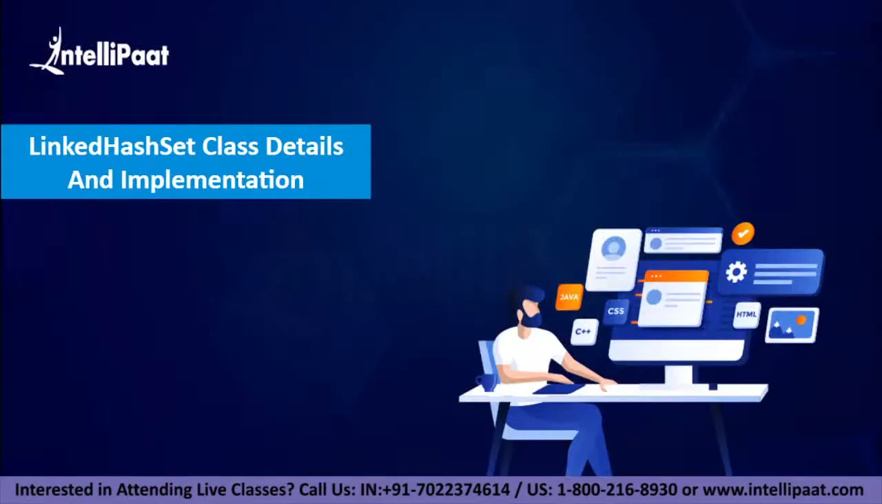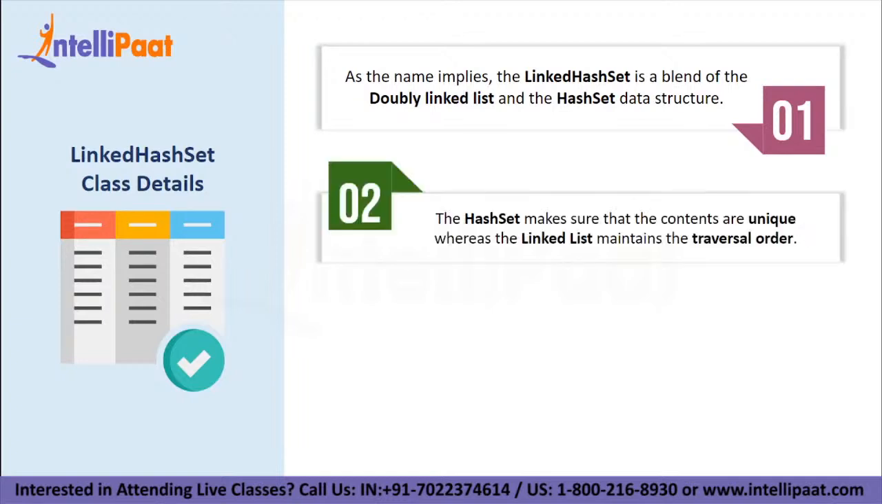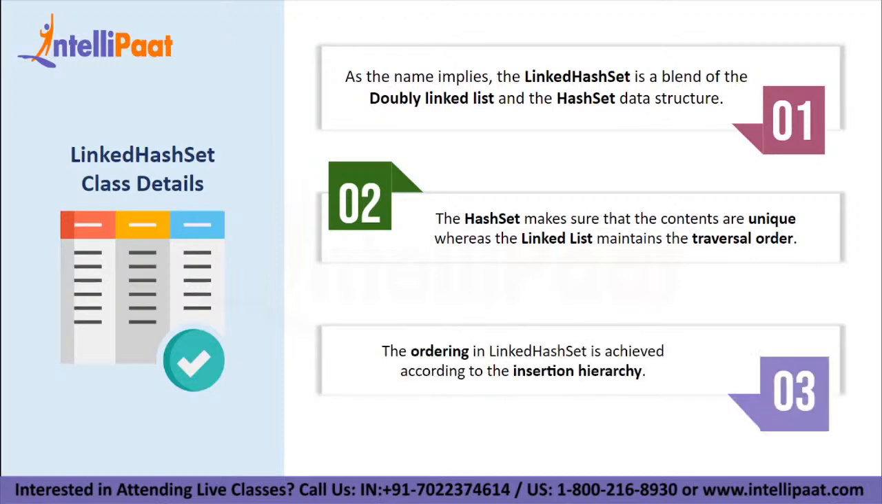Now we will discuss the theoretical and implementation details of the linked hash set class. The linked hash set, as its name suggests, is a blend of doubly linked list and hash set data structure. The hash set makes sure that the contents are unique, whereas the linked list maintains the order. You can consider the linked hash set as an ordered version of hash set. When you want to remember the traversal order, this class is utilized. If you iterate through the hash set, you'll get a random order, whereas if you iterate through the linked hash set, you'll get the order as per the insertion you have made.